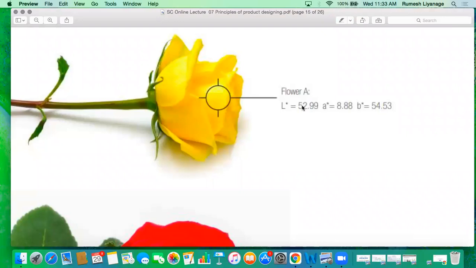As we have discussed, if L is a plus value, say around 52, then 0 means black and plus means white. So 52 is somewhere around half, close to white. It is a lighter one, around half lighter.